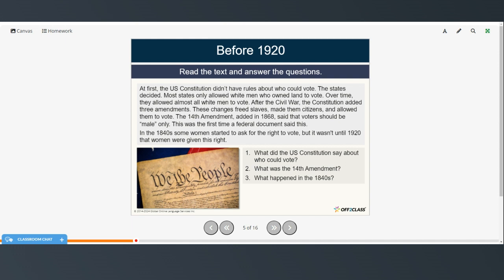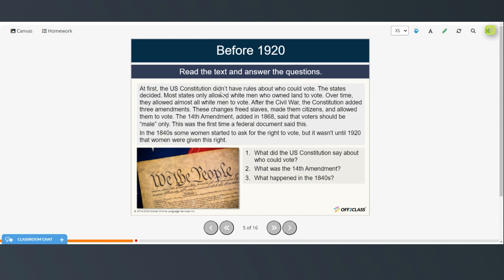The 14th Amendment, added in 1868, said that voters should be male only. This was the first time a federal document said this. In the 1840s, some women started to ask for the right to vote, but it wasn't until 1920 that women were given this right. So what did the U.S. Constitution say about who could vote?